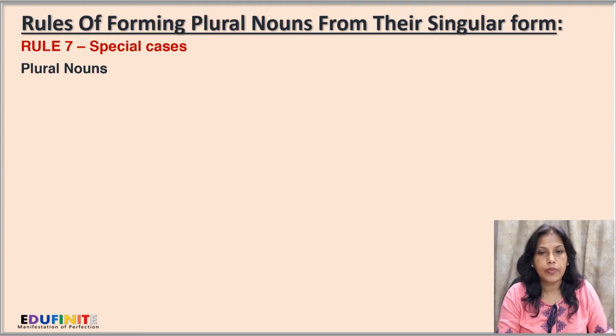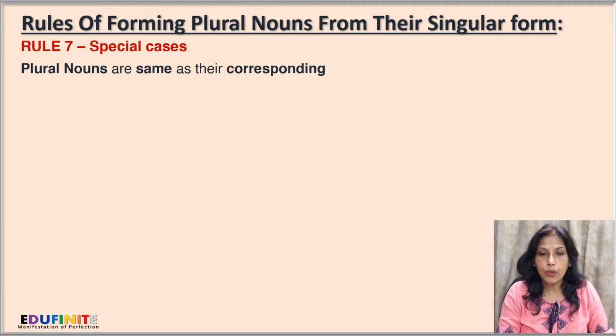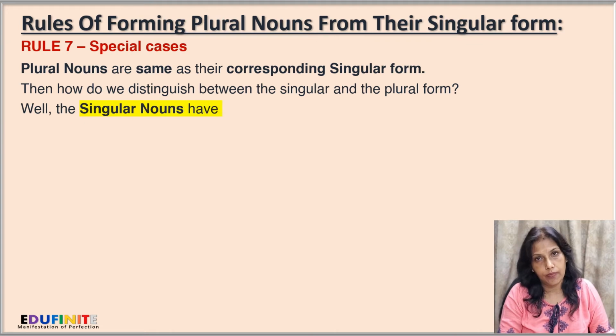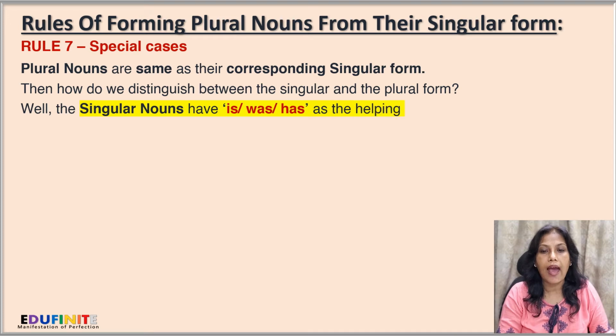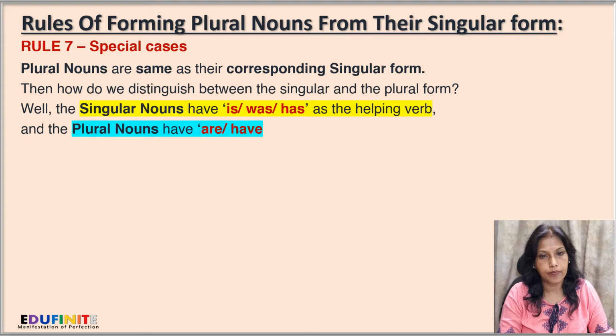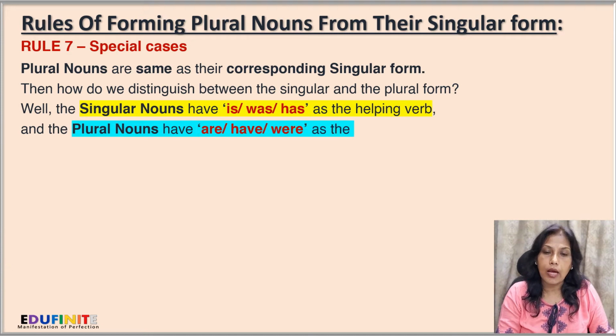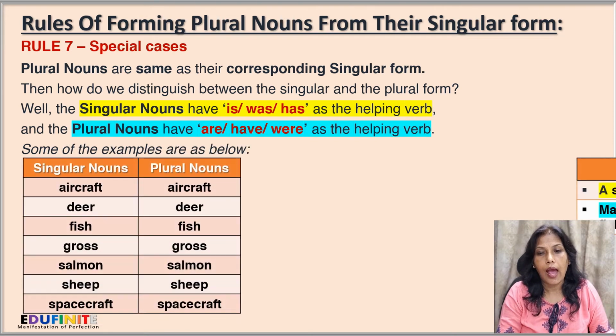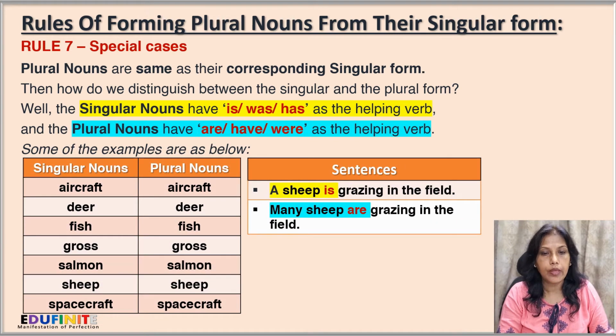Rule 7. Special cases. Plural nouns are same as their corresponding singular form. Then how do we distinguish between the singular and the plural form? That is the question to think about. Well, the singular nouns have is, was, or has as the helping word. And the plural nouns have are, have, were as their helping word. Some of the examples are as below.